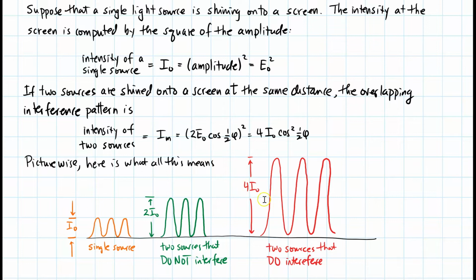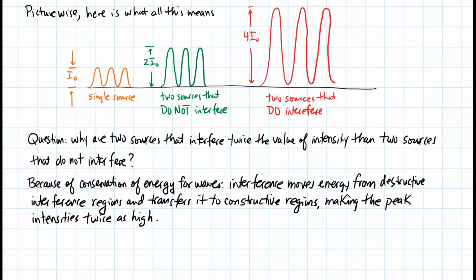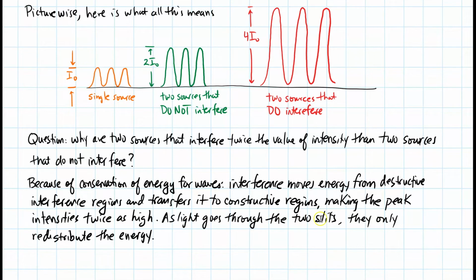And it really comes down to the meaning of what we mean by interference in the language of energy. Question: why are two sources that interfere twice the value of intensity than two sources that do not interfere? This is because of conservation of energy for waves. Interference moves energy from destructive interference regions and transfers it to constructive regions, making the peak intensities twice as high. So as light goes through the two slits, they only redistribute the energy.